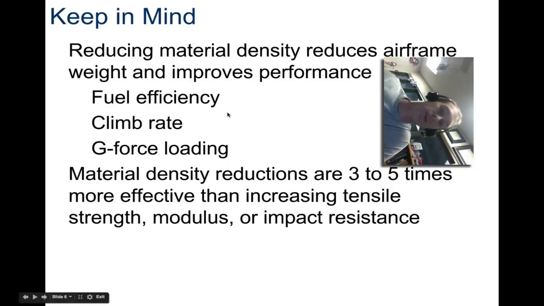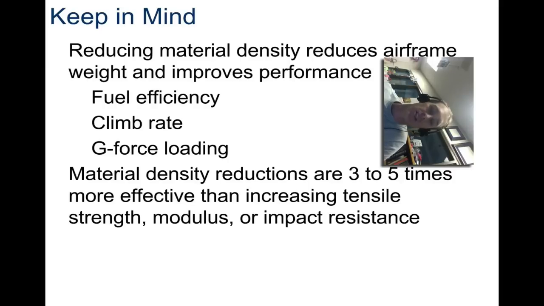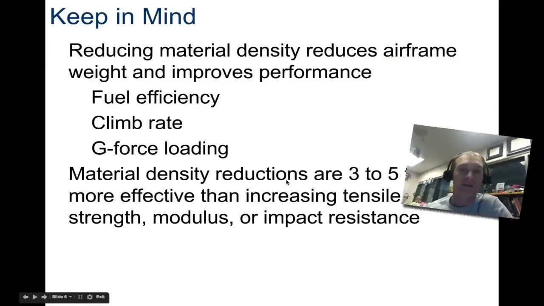So you want to keep in mind that reducing material density reduces airframe weight and improves performance, which means that you'll have better fuel efficiency, climb rate, G-force loading. As long as your weight goes down, then you have less requirements for lift. Material density reductions are 3 to 5 times more effective than increasing tensile strength, modulus, or impact resistance. So rather than making your airplane super, super strong, it actually is more efficient and more effective to make it less dense. It's 3 to 5 times more effective.